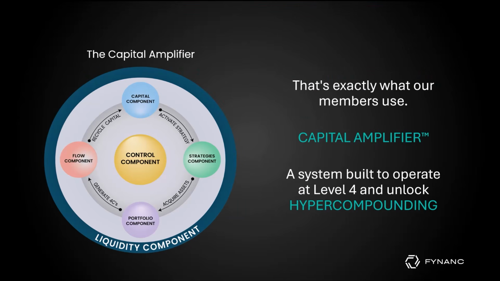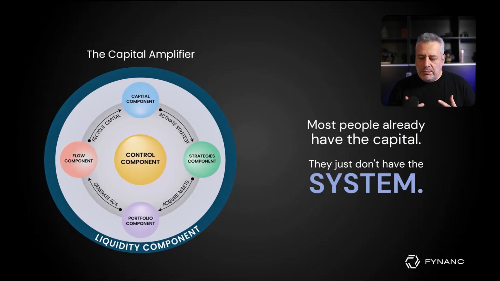So what our members are doing, and a lot of people have heard about our members doing really, really well, is exactly this. They use what we call the capital amplifier. The capital amplifier is engineered to be a level 4 velocity of money, and what we call a capital factory sometimes, or asset factory. This is a system built to operate at level 4 and unlock hyper compounding. It's phenomenal.